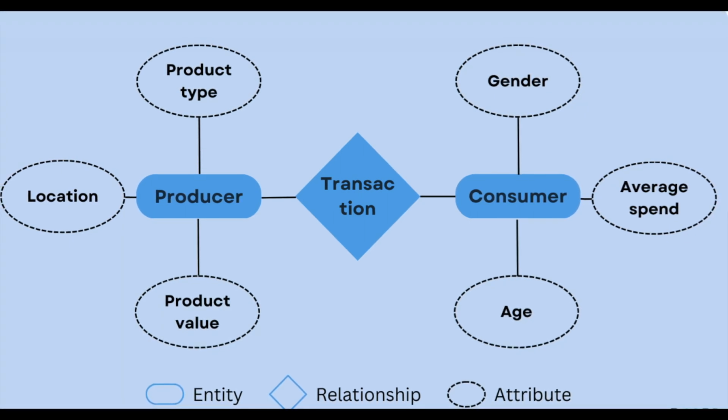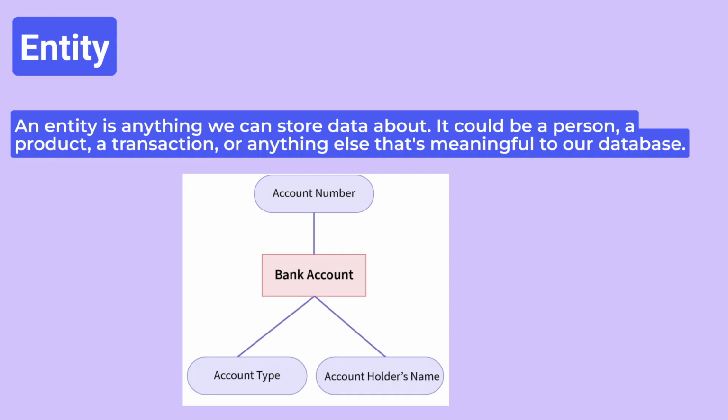Let's kick things off with entities. Simply put, an entity is anything we can store data about. It could be a person, a product, a transaction, or anything else that's meaningful to our database.